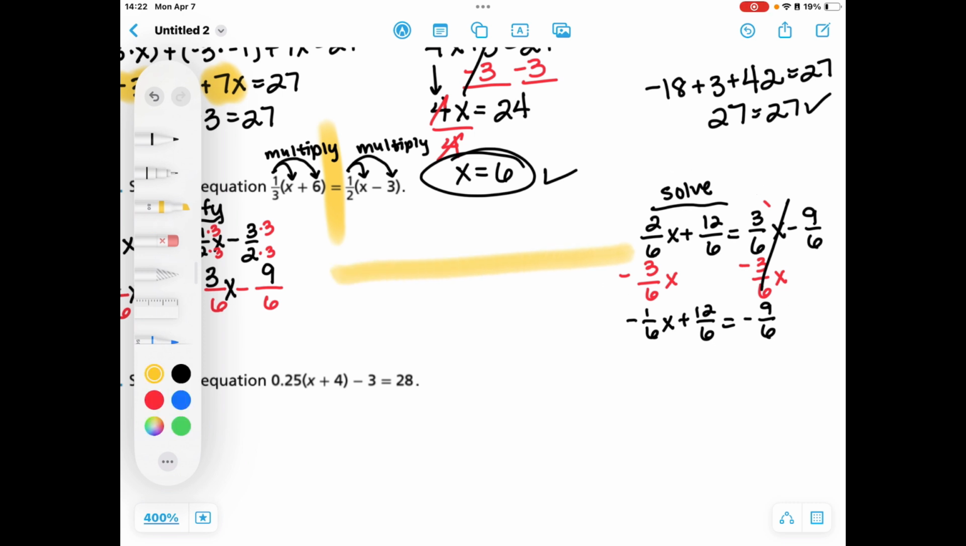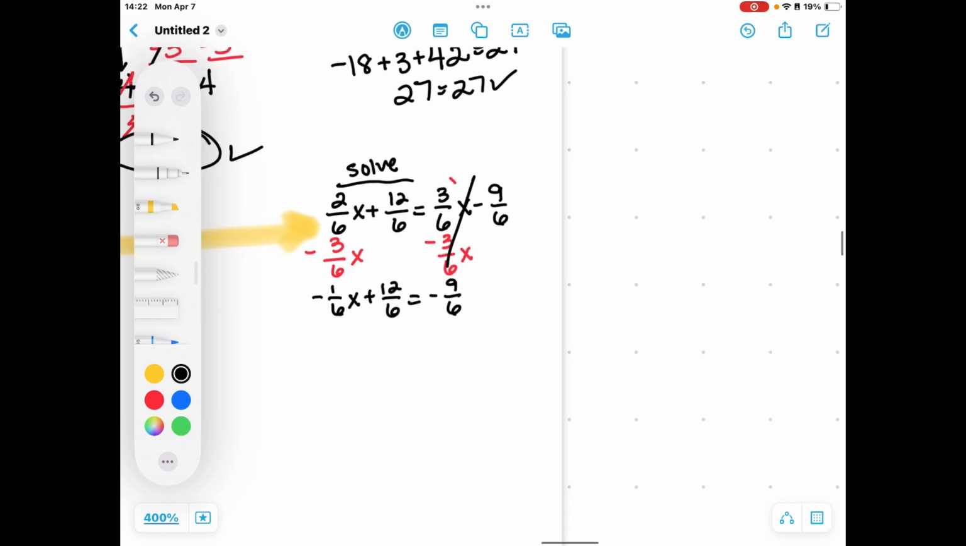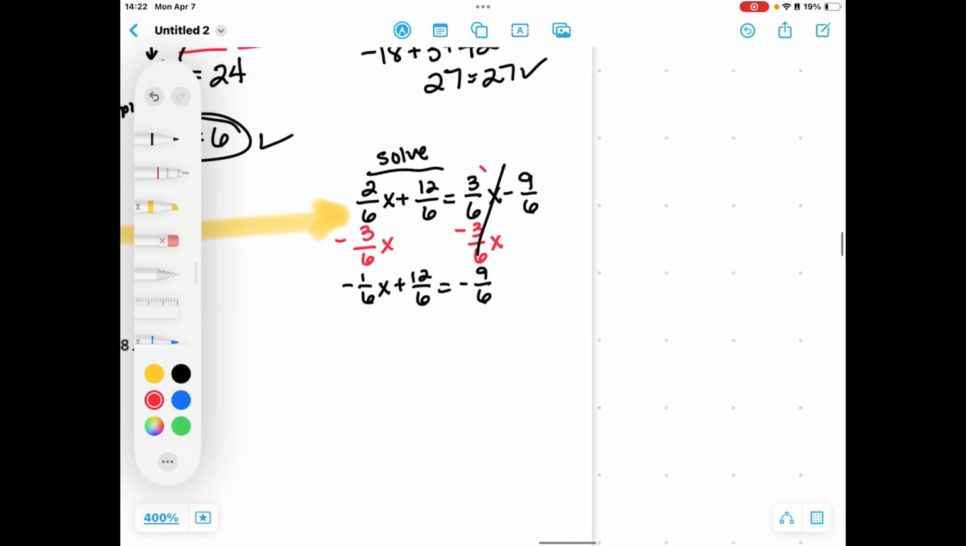So notice for this problem, it's just here. Do the exact same thing. Still working on now getting x by itself. It's a negative 12 over 6 on both sides. That will give me a negative 1 over 6x equals, this is now a negative 21 over 6. But that's okay.